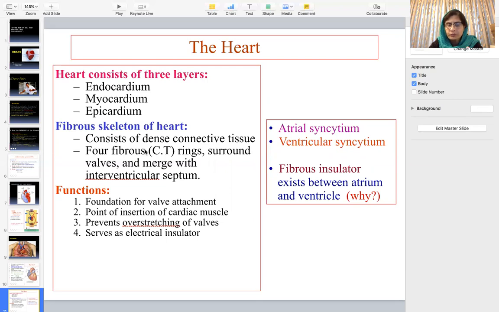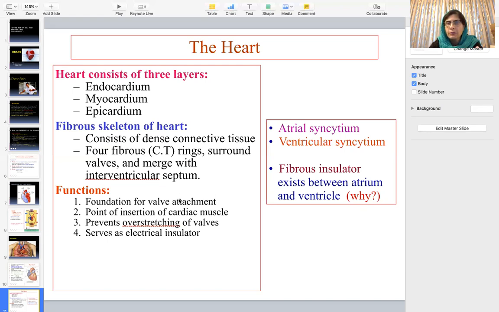Now the two atria are separated from the two ventricles by a fibrous ring. There is no connection between the atria and the ventricles other than the normal pathway, so this fibrous ring acts as an insulator. Now, what is the function of that fibrous ring between the two structures? It provides the foundation for the valve attachment.